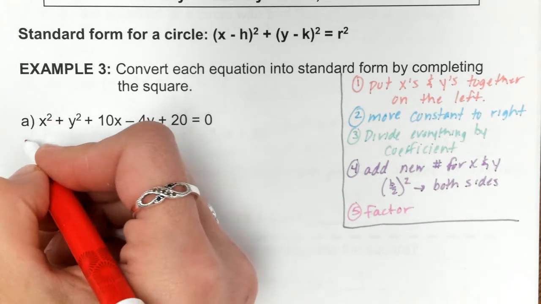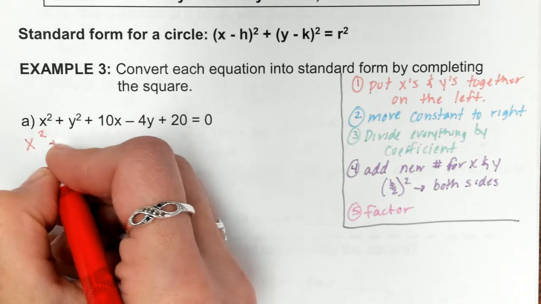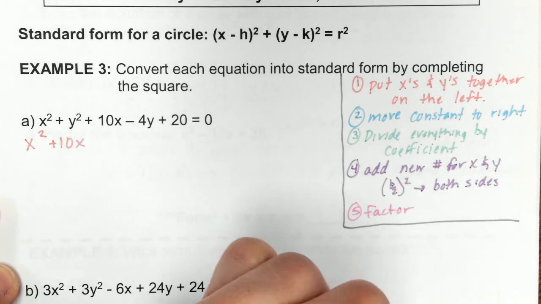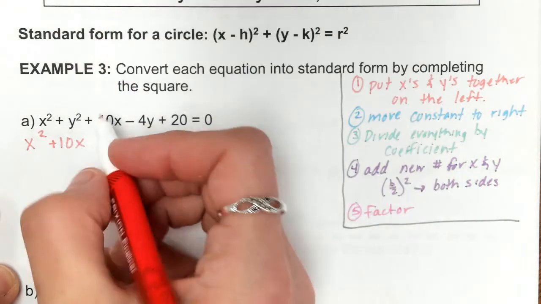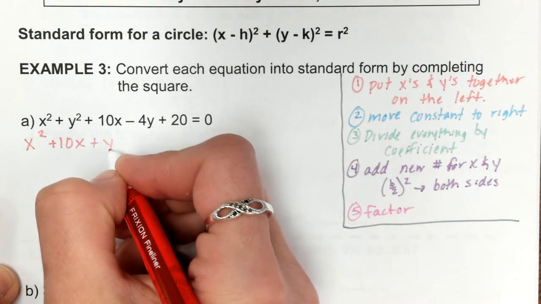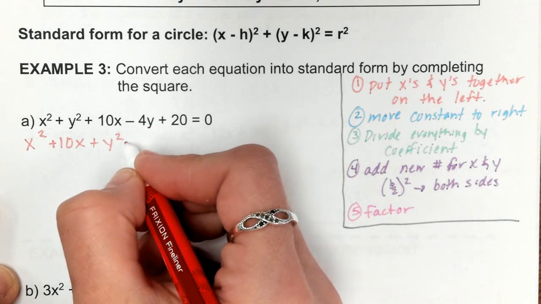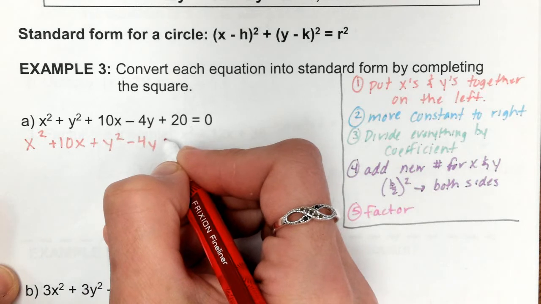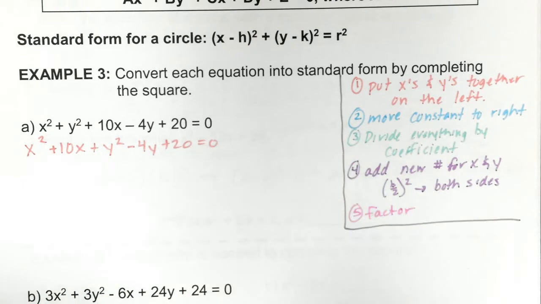So here I'm going to take my x squared, and then I have a plus 10x over here. I want to get those together. Okay? And then I've got my y. Leave the constant alone right now. We're going to have our plus y squared, and over here I have a minus 4y, and then we have that plus 20, all equal to 0. Okay, get your x's and your y's together.